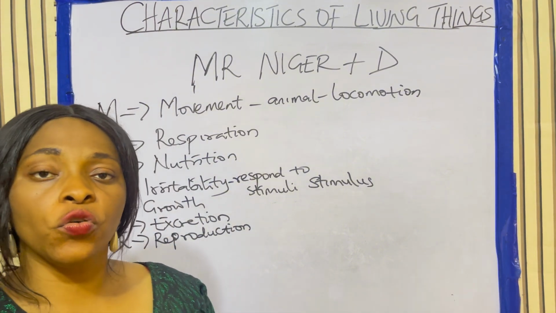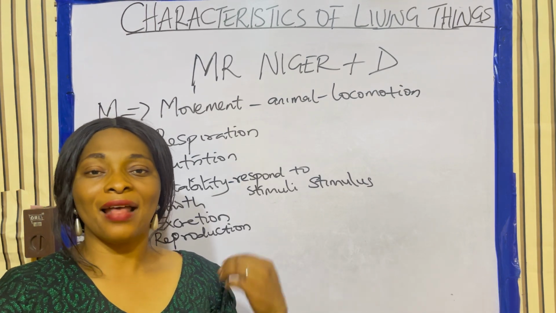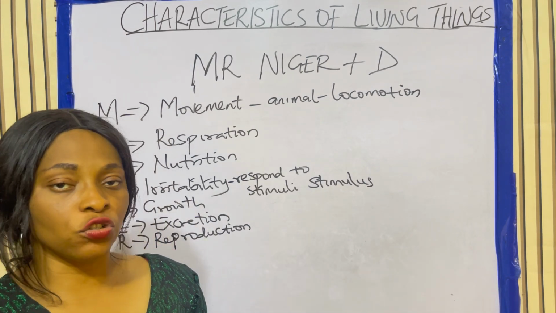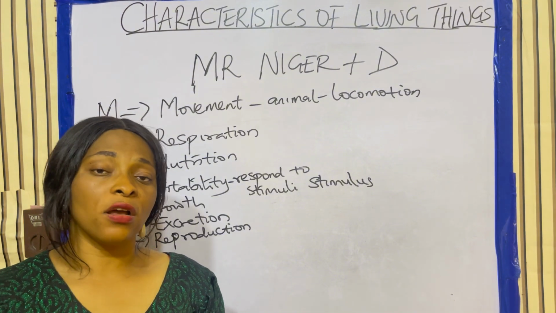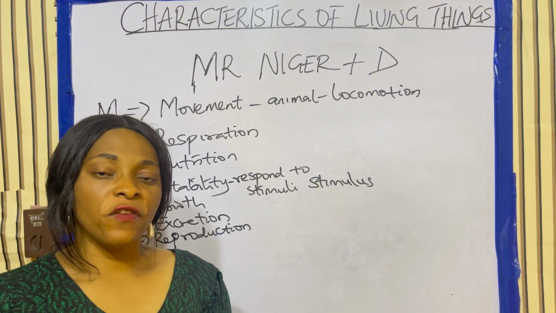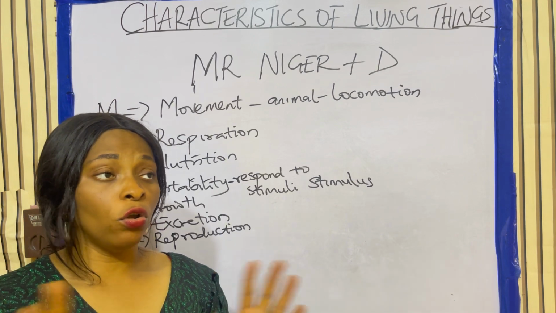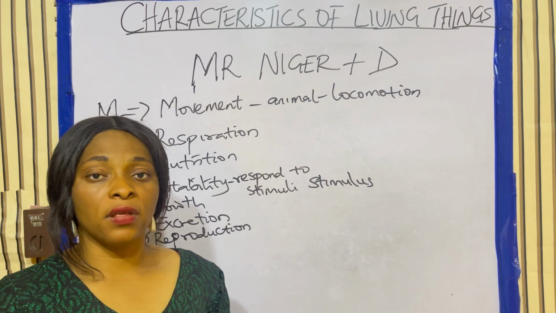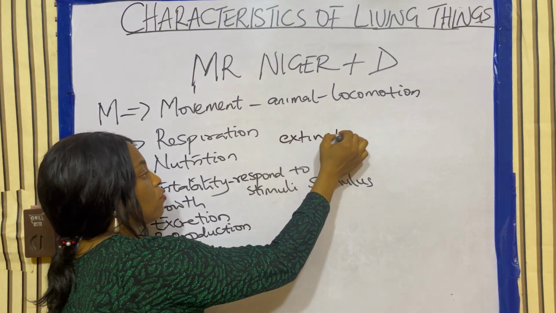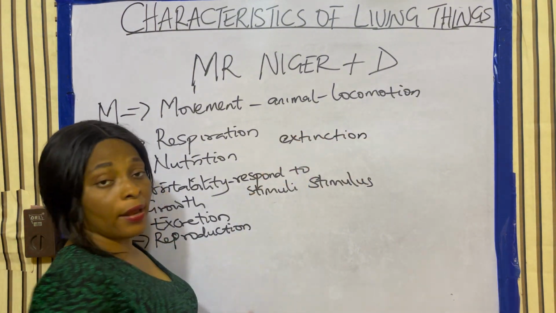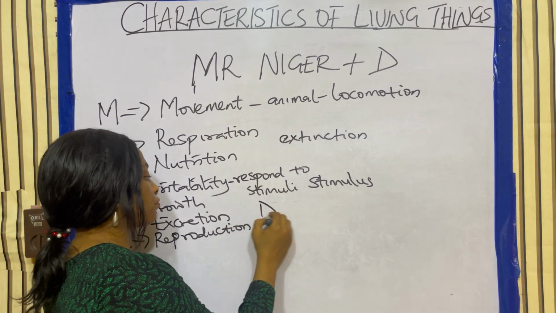For continuity, there must be what? Reproduction. So whether asexual or sexual, all living organisms must reproduce for the sake of what? Continuity. If they fail to reproduce, what will happen? After some time, they will no longer be on the face of the earth. We say they have gone into extinction. Extinction. Are we together?